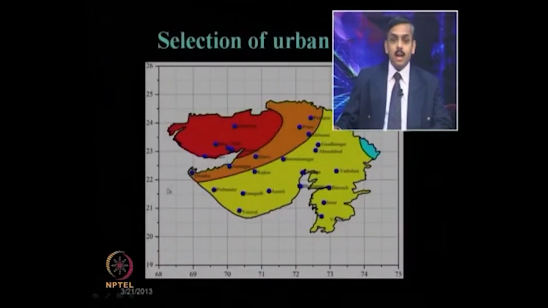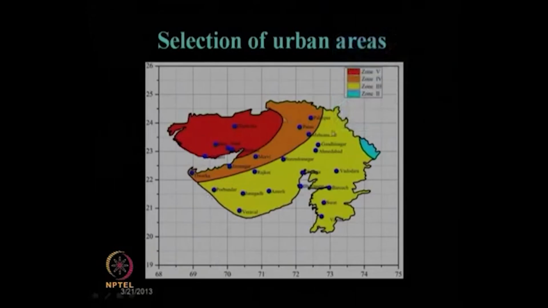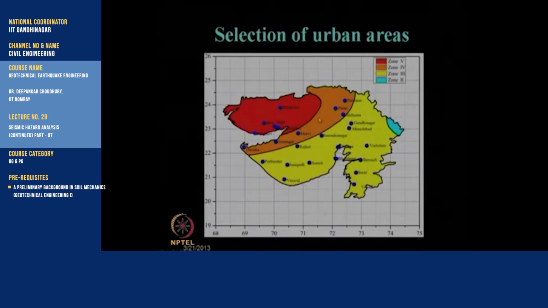Okay. So, this way we can mention the DSHA result for any other site in the entire Gujarat region. Now, let us see how we apply this for all the selected 25 urban areas or urban cities distributed in these three major seismic zones of Gujarat.